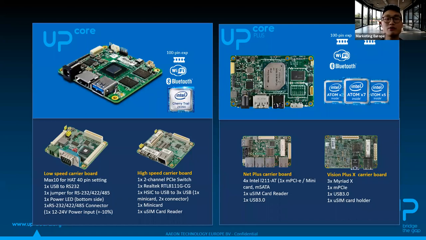So that's why Vatari selected the UP Core series as a foundation to build their neural camera. They leveraged UP Core to build their first generation neural camera called Vatari NCam Core. And then they are building the upgraded version based on UP Core Plus, called Vatari NCam Plus. This upgraded version will be available within the next few months.